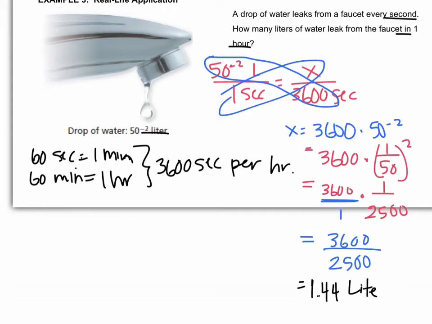Which is why your parents probably hate when there's a drip, because every hour they're losing a lot of water. Think about dumping about 1.5 gallons or 1.5 liters of water down the drain every hour. That's a lot of water to waste. If you have any questions, write them down and ask me when you come to class.